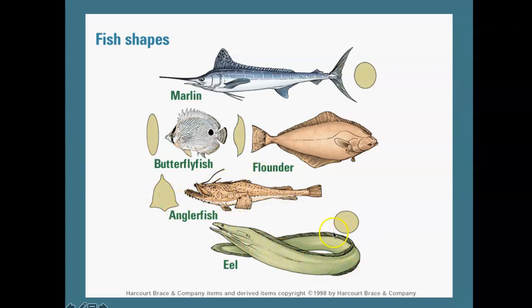And then, of course, eels are going to have this really elongated body form. We call it anguilliform, but you don't need to know that. And so this really elongated body form allows them to be able to move between crevices.